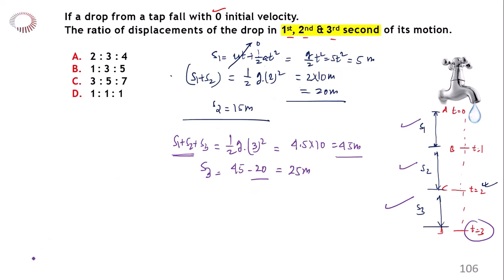So now the question asks what is the ratio between the distances in the first, second and third second. So S1 is to S2 is to S3 equals how much? S1 is 5, S2 is 15, S3 is 25. So 1 is to 3 is to 5.